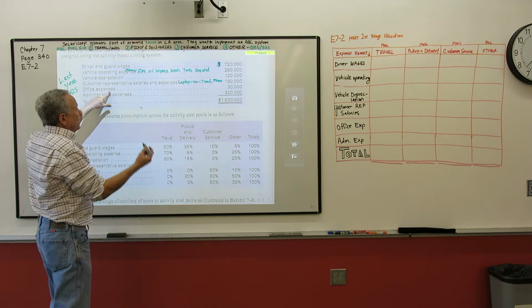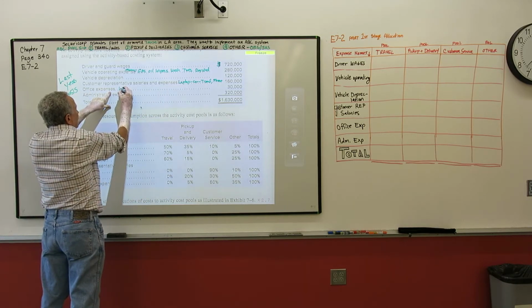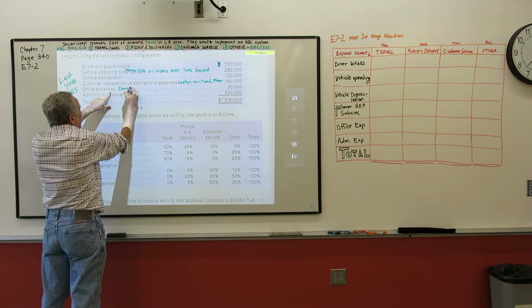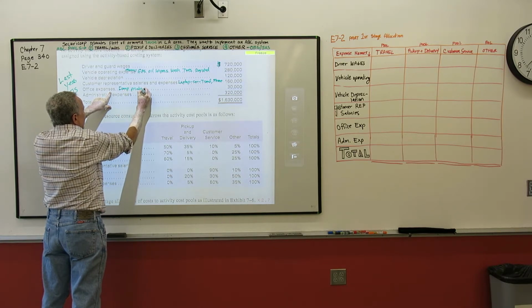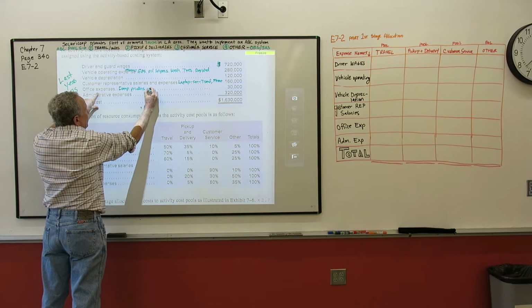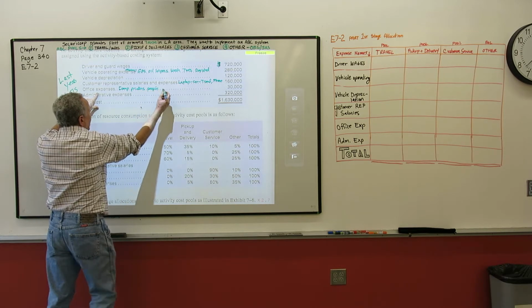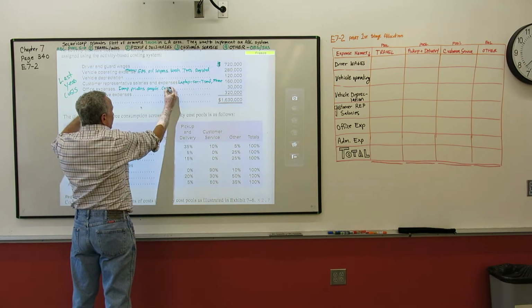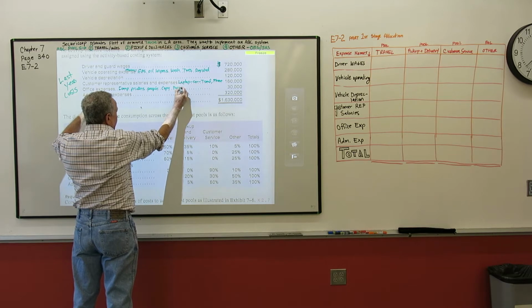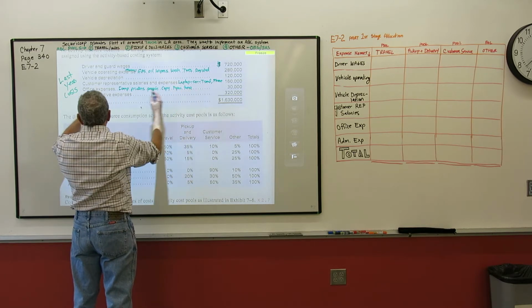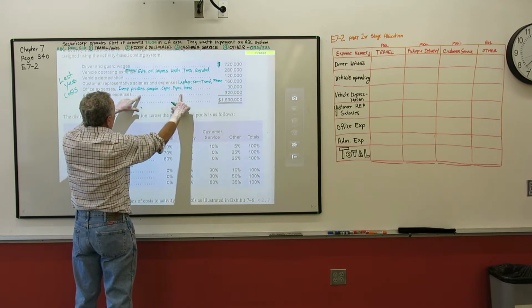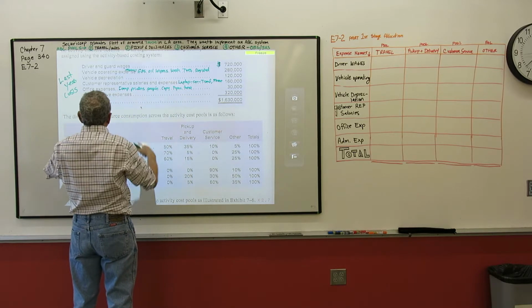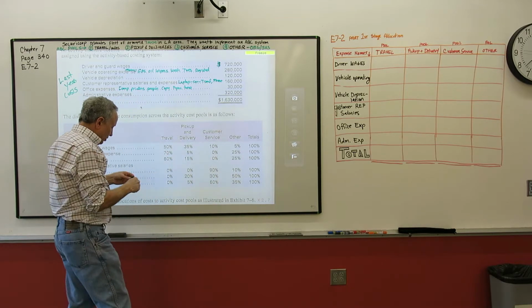Office expenses, that's the same thing. There's going to be computers in there, printers. There's going to be people, their salaries in there. Again, a copy machine, paper, toner, all that stuff. Administrative expenses, the same thing down here, but the salaries will probably be more expensive. And here's all their costs, $1,630,000.